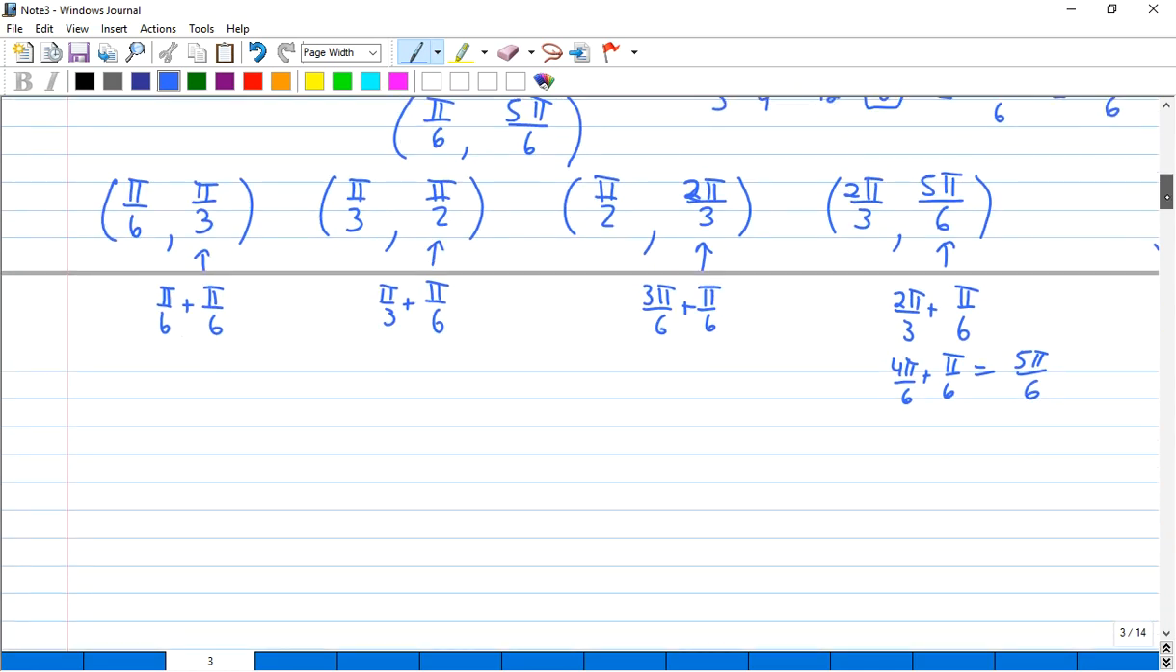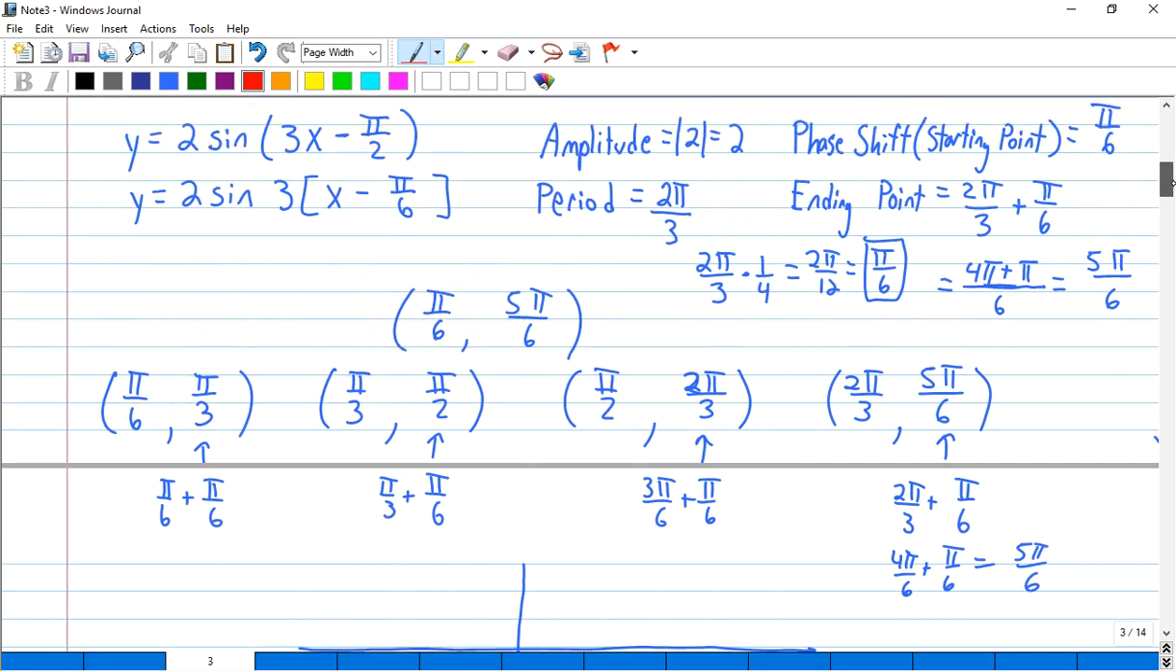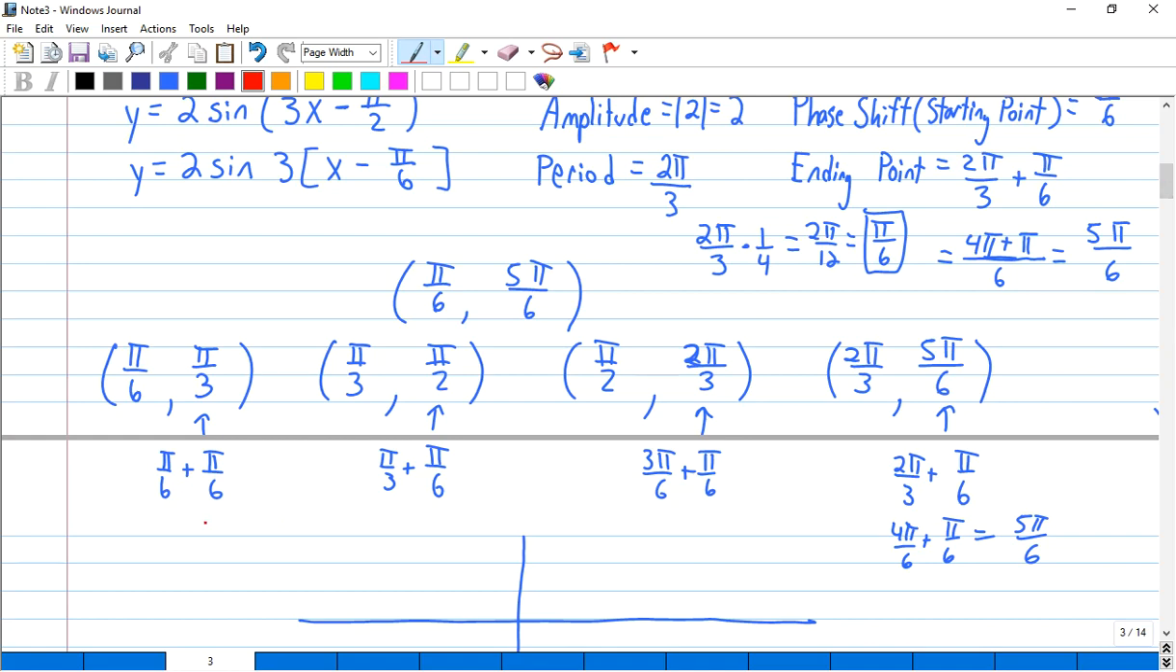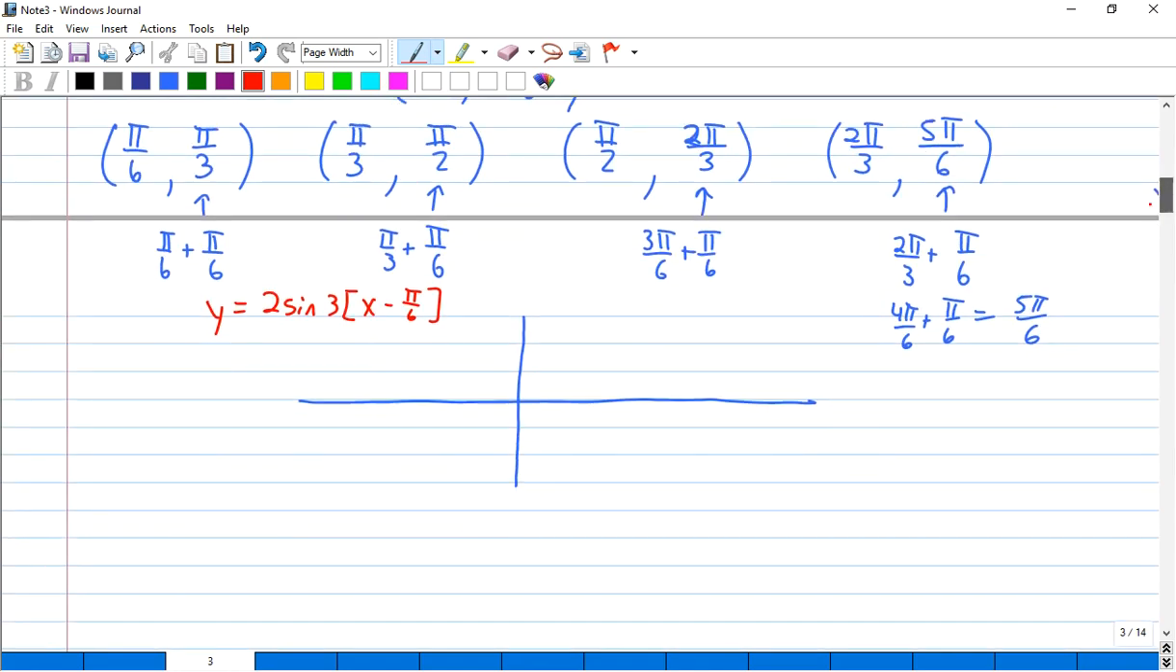Alright, so now I can sketch this graph. Alright, so this is y equals 2. I'll just write it to the side. y equals 2 sine of 3 times x minus pi over 6. Alright, so we're going to start at pi over 6. That's our first significant point.